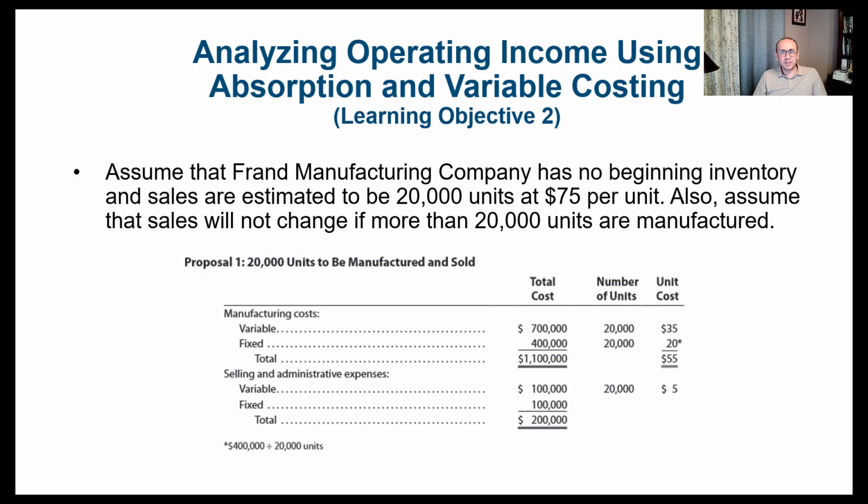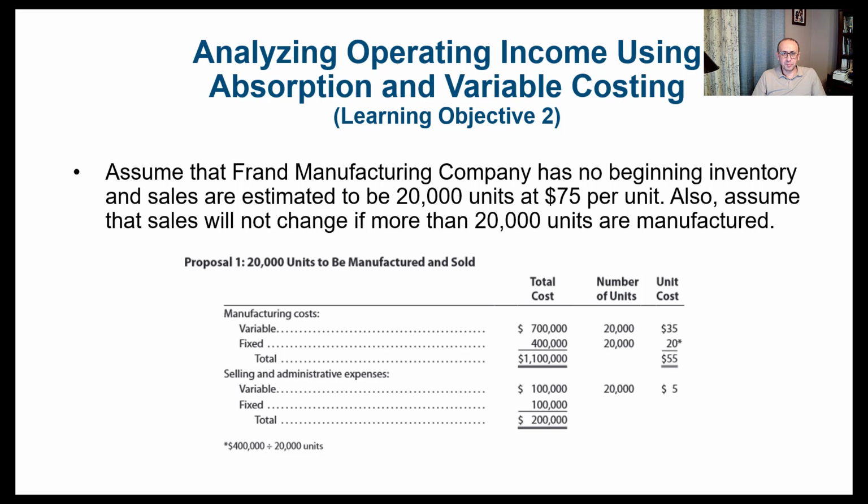Hello everyone. Now let's continue our discussion about absorption costing and variable costing by doing an analysis of operating income using both costing methods. So let's see this example. Assume that Fran Manufacturing Company has no beginning inventory and sales are estimated to be 20,000 units at $75 per unit. Also assume that sales will not change if more than 20,000 units are manufactured.